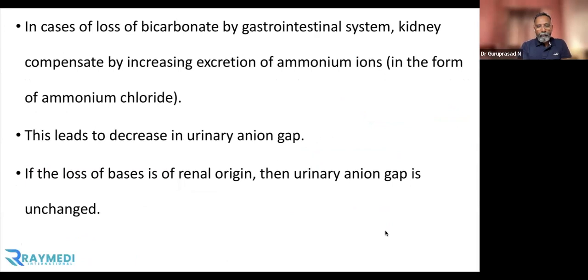In cases of loss of bicarbonate by the GI system, the kidney compensates by increasing excretion of ammonium ions in the form of ammonium chloride. This leads to a decrease in the urinary anion gap. If the loss of bases is of renal origin, then the urinary anion gap is unchanged or positive.